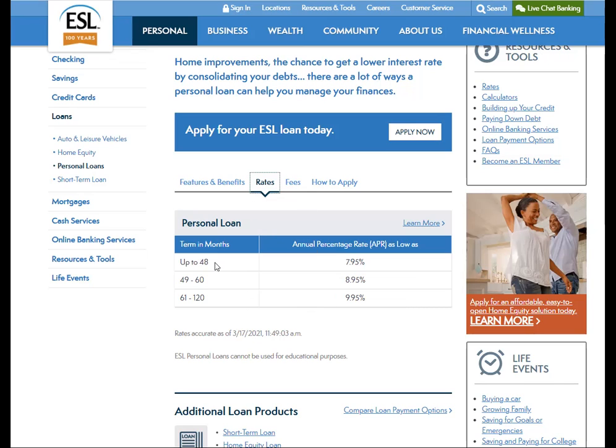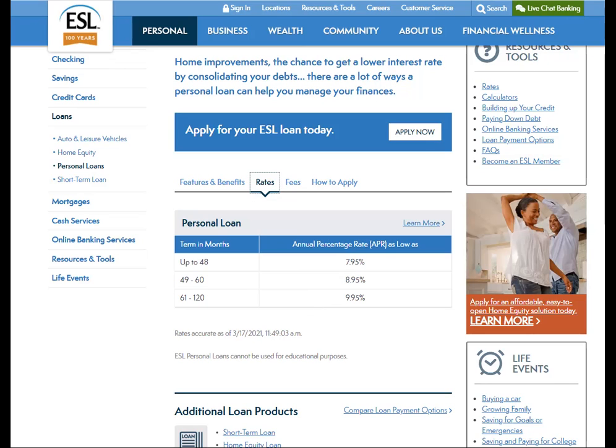And so if you're going to borrow this money up to 48 months, which is 4 years, the interest rate is 7.95%, and then it goes up to 8.9 or 9.95%, depending on if you want your loan to go up to 5 years or between 5 and 10 years.